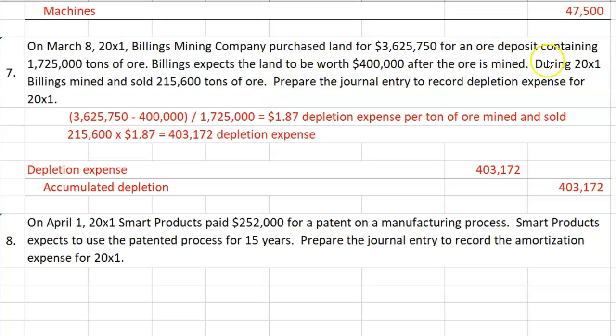In 20X1, the company actually mined and sold 215,600 tons of ore times $1.87 a ton equals depletion expense of $403,172. Debit depletion expense, $403,172, and credit accumulated depletion, $403,172.